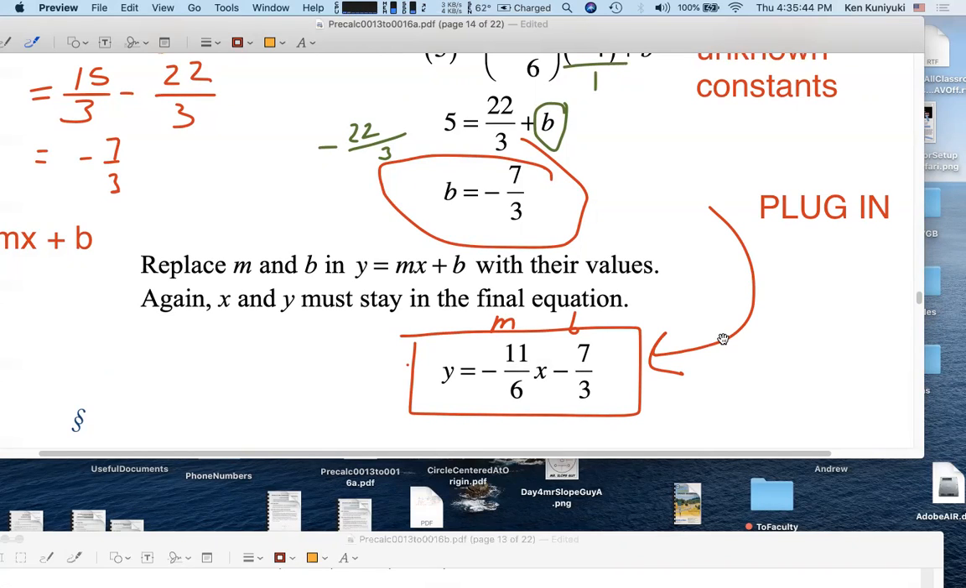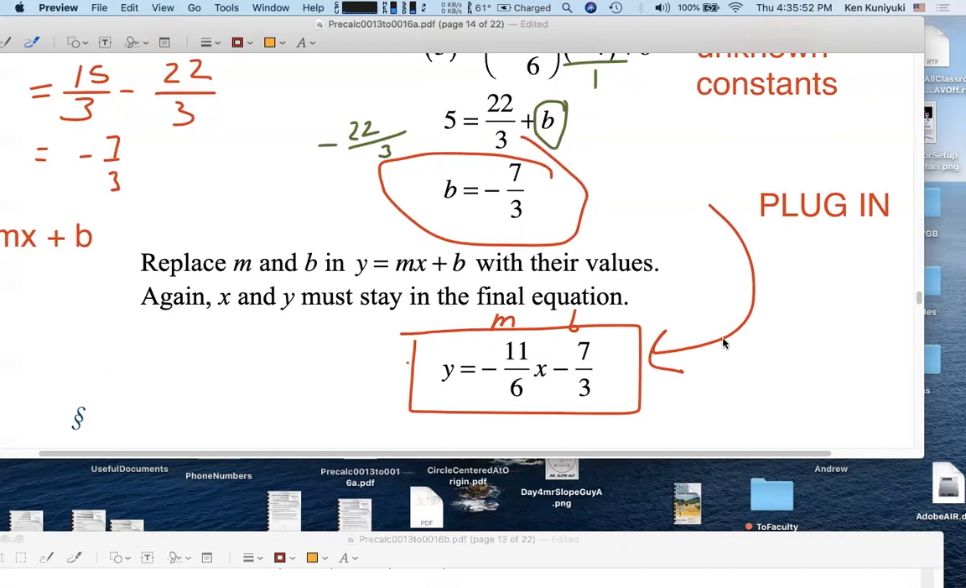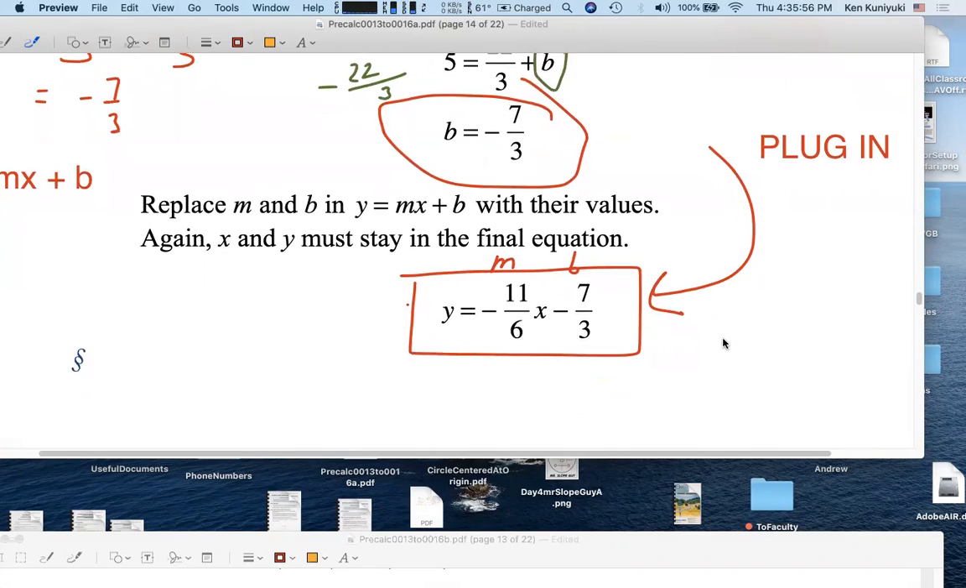The same answer that we got before. Remember, slope-intercept form for the equation of a non-vertical line will be unique. So that's faster.